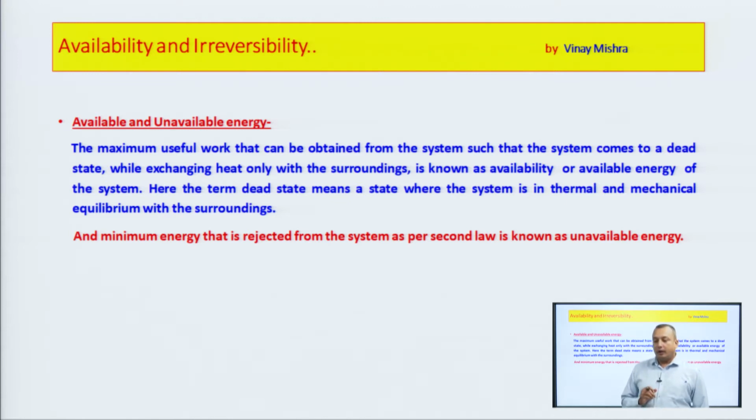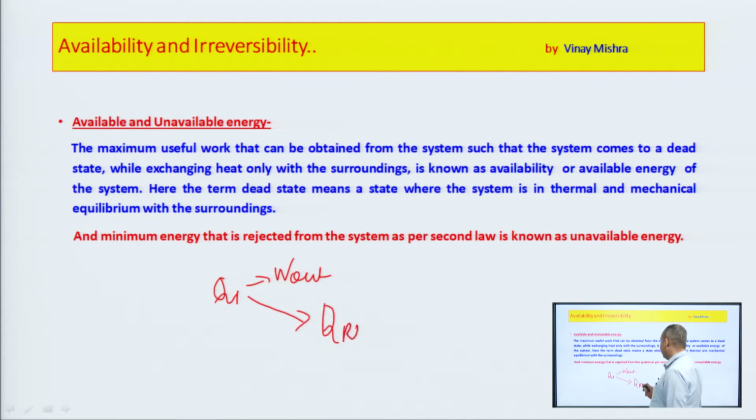Now, if the maximum amount of work is extracted from the system, then basically we have two parts of the heat given. If the given amount of heat is given to the system, it must be divided into two parts. The first one is the useful work and the second one is the unuseful part, which is rejected in nature. Work output and heat rejected. That means this Q1 is being divided into two parts: the first one is the work output, the second one is the heat rejected.